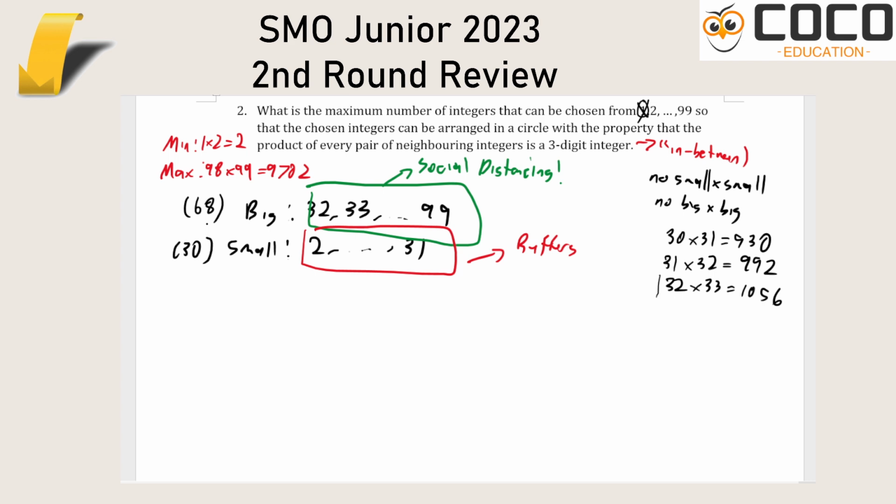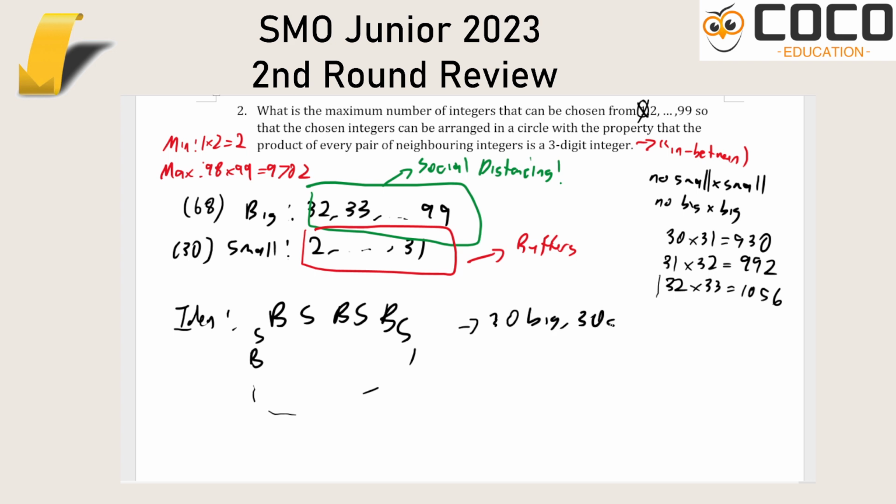I've only got 30 small numbers. So my current idea is that I'm going to go big, small, big, small, big, small, and just loop around and use 30 of each. Now I hope that if I do big times small, it will just fit into the correct range. And then I've never got small times small or big times big. So this seems good so far.